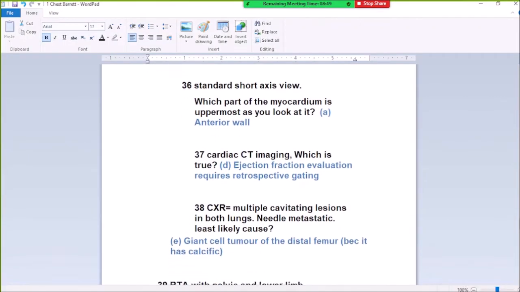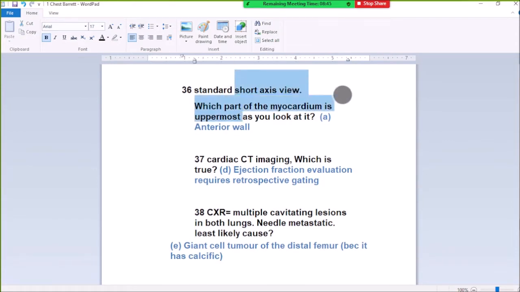Question number 36. Standard short axis view. Which part of the myocardium is uppermost when you look at it? Anterior wall. In standard short axis view, the part of myocardium that is uppermost is the anterior wall.